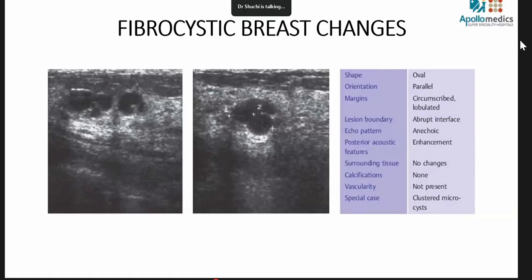The most common location for them is the outer upper quadrant. Mastalgia is the most common clinical presentation for these changes. You might not find anything when the patient comes to you the first time with mastalgia, but if you follow up that patient, maybe after 6 months, you will be able to appreciate some cyst or something would be there.